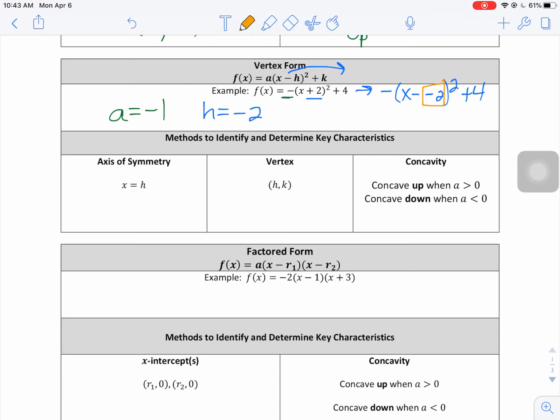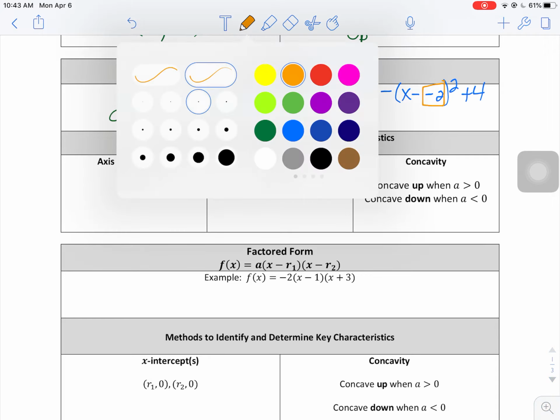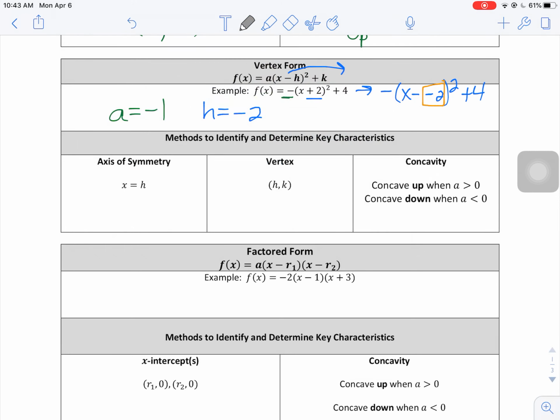If you got a little lost there, the easiest way I think to remember it is that the h value is always the opposite of the number you see in the parentheses when you're in vertex form. The k value is in the back. It comes after a plus sign. So for the k value, you don't have to worry about switching the signs. You just use the number in the back. If it's positive, keep it positive. If it's negative, keep it negative.